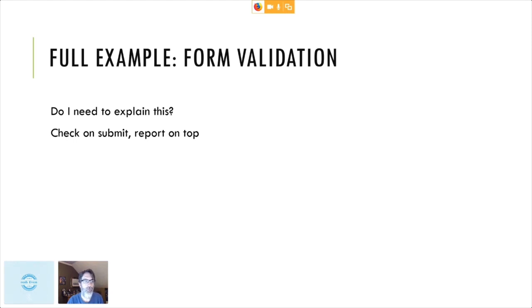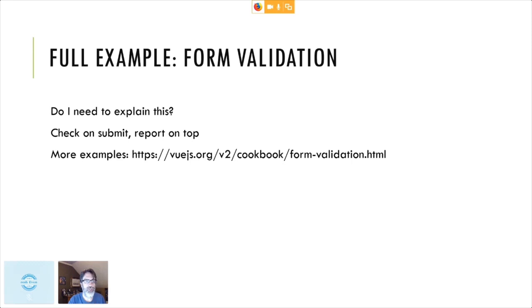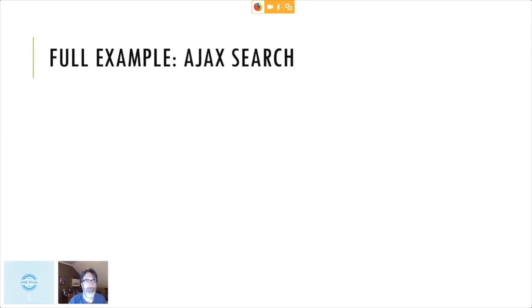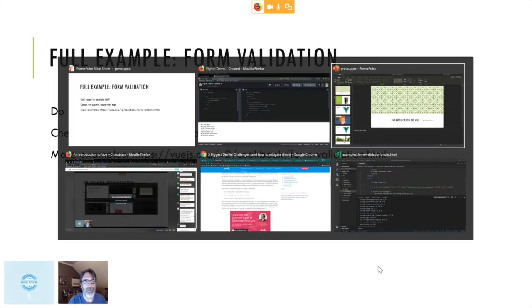Obviously, you could do this other ways. You could check as you move in and out of different form fields. You could show errors next to form fields. This is just what I chose for this particular example. I should point out that there's a really good Vue.js cookbook, and it has a cookbook entry on form validation. So let me go into this.